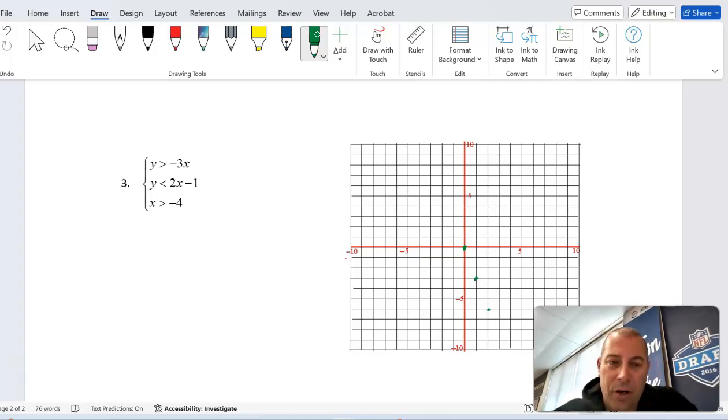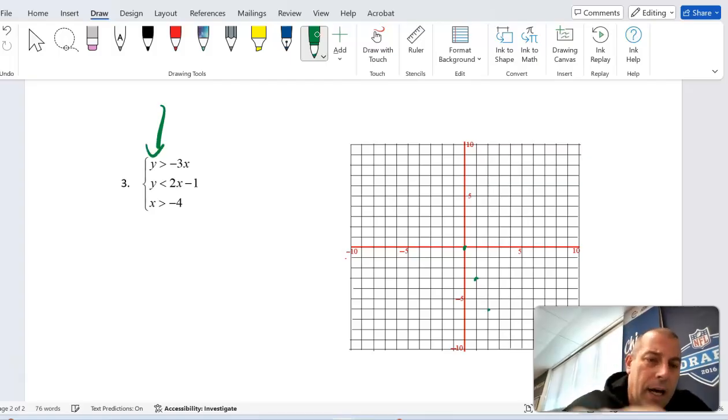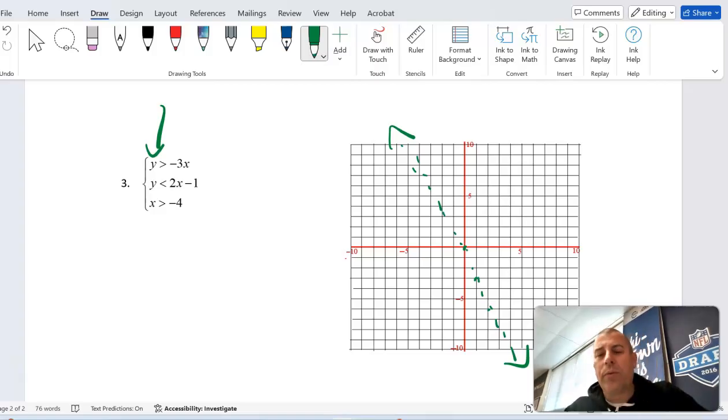So we're going to go ahead and make it a dotted line. There we go. Greater than: the better way of thinking about it is that you're focusing on the y that's there. Now, I'm still going to test it out.